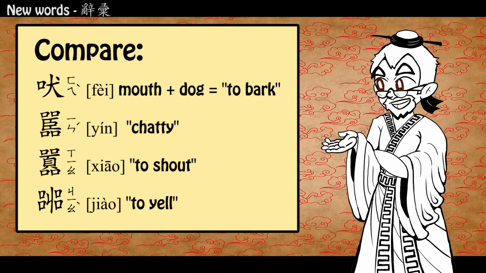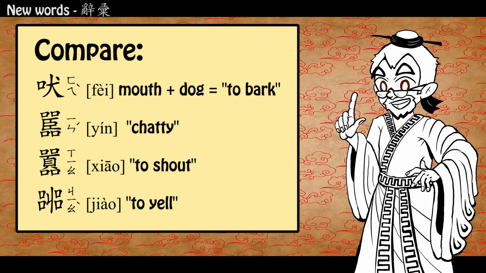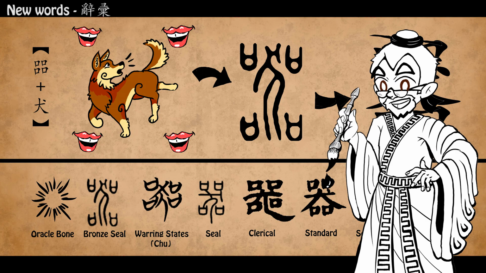We can liken this with the character fei, which also means to bark, and characters like yin, xiao, and jiao, which all have to do with making noise or yapping. While the jury is still out on which telling is the right one, I find myself leaning towards the latter.